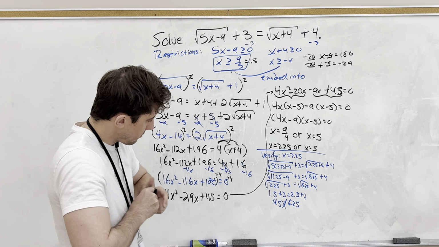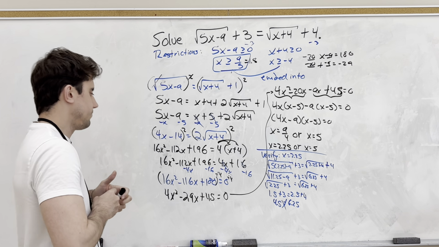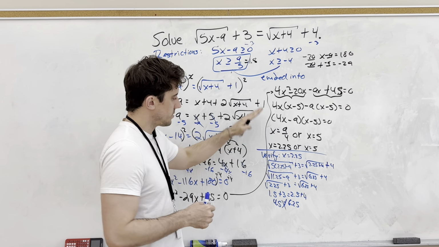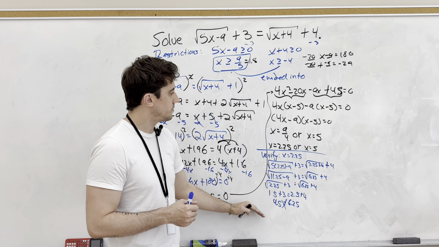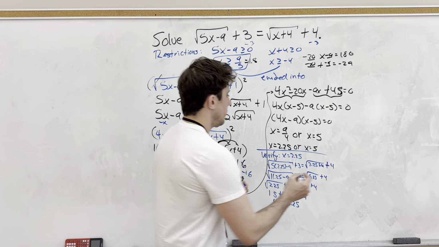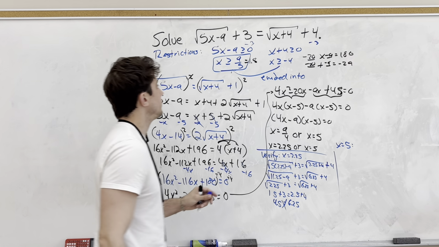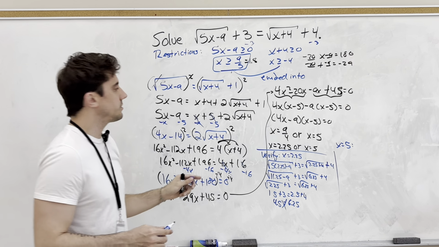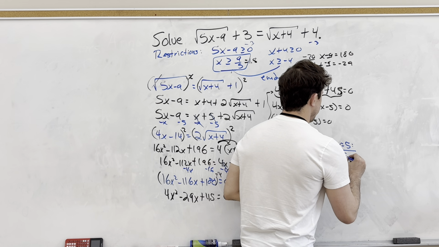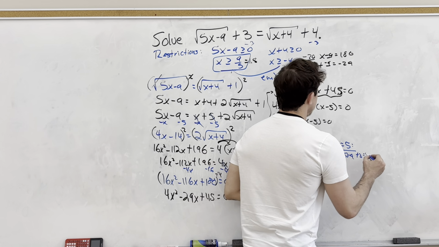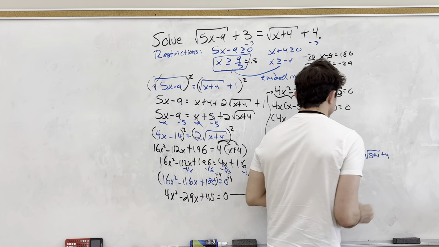Right? Did I do that right? I believe I did that right. Yeah. So this does not hold. So this is not a real solution. This is an extraneous solution. Okay? Now, the other possibility is that x is equal to 5. This will be a tiny bit easier to plug back into our original equation. So if x is 5, our equation becomes the square root of 5 times 5 minus 9, plus 3 is equal to the square root of 5 plus 4, right?